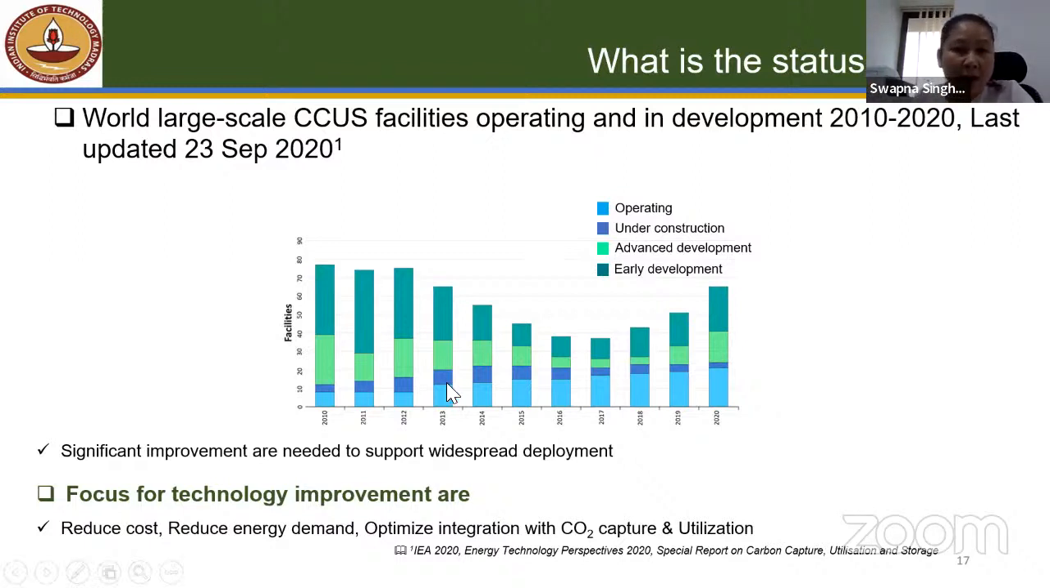And because there is a lot of, you can see the green, early and advanced development going on, and also the under construction is going on. So this is the map for world large scale CCUS facilities operating in the last few years. But significant improvement is needed. Again, a lot of improvement and research work is needed, and the support of government is needed for widespread deployment.